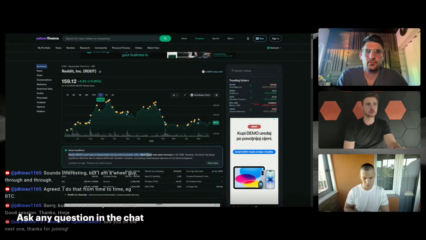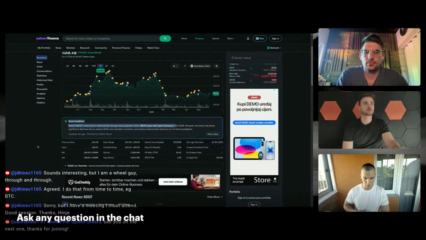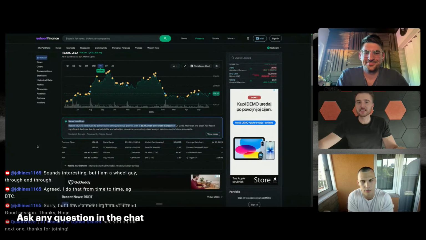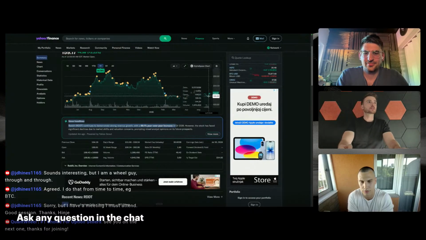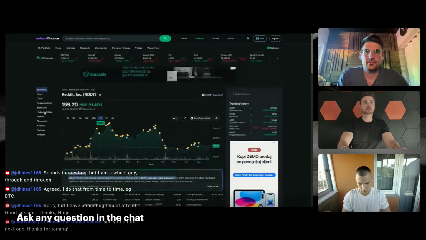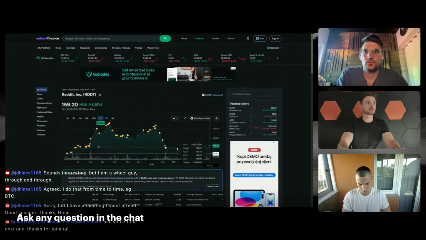Like you can see here, AI working for us for the analysis, similar to QuantWheel. I think Reddit is a pretty good, maybe CSP at 145 or something like that. If you just want income, if you want to buy and hold, that's also smart.